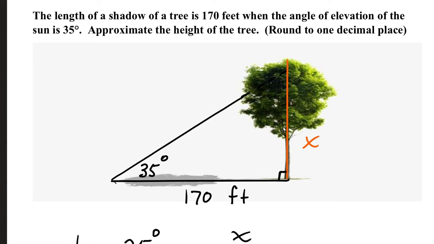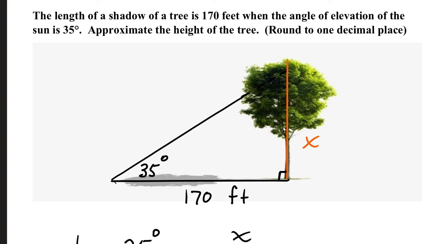We are after the height of the tree, so I highlighted it with orange so that it would show up on paper and we could discuss it in the video. With respect to 35 degrees, x is opposite, the shadow is adjacent, so that's a perfect case for tangent. Tangent of 35 degrees is equal to x over 170.